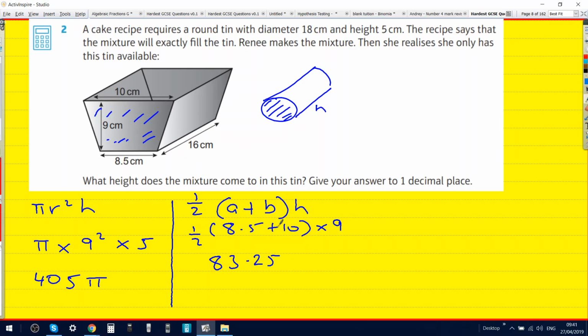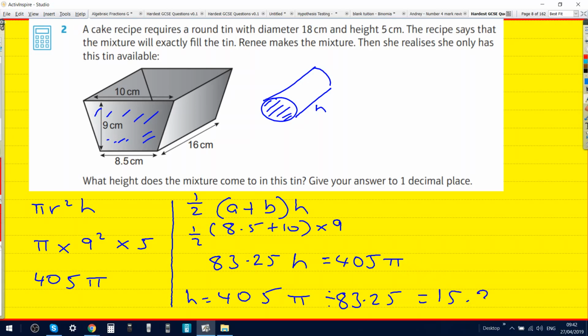Right. But what we're pouring in will be less than that. So it'll be times by some height gives us 405 pi. So do I need to do 405 pi divided by 83.25? Yeah. What do you get for that? I get 15.3. 15.3 centimeters. So you can see how out of that 16, it didn't fill the whole thing.